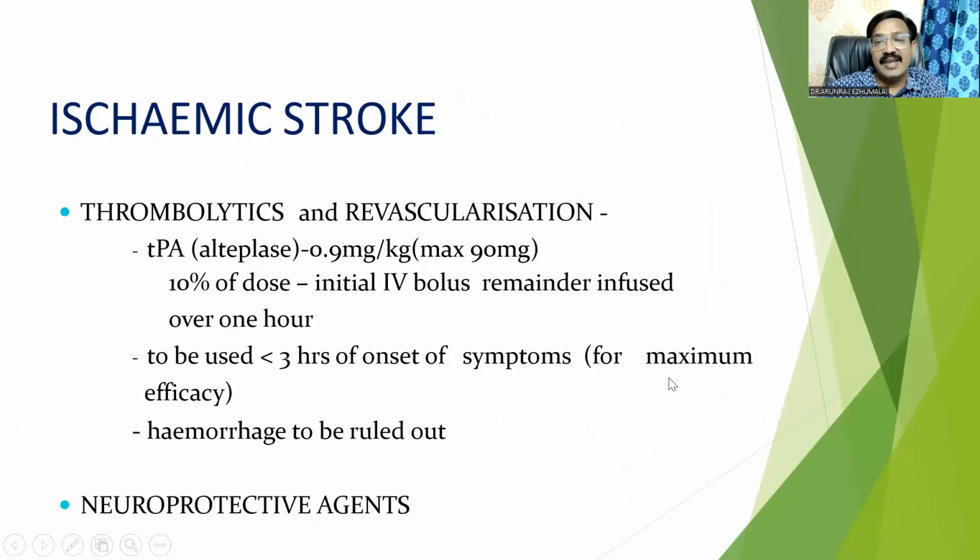The thrombolytic agent is called alteplase. That is one drug that is available all over India, and another drug we can also use is tenecteplase. So alteplase we can use, and the dose is 0.9 milligram per kg. 10% of the dose is given as a bolus, and the rest you have to give as an IV infusion over 1 hour.